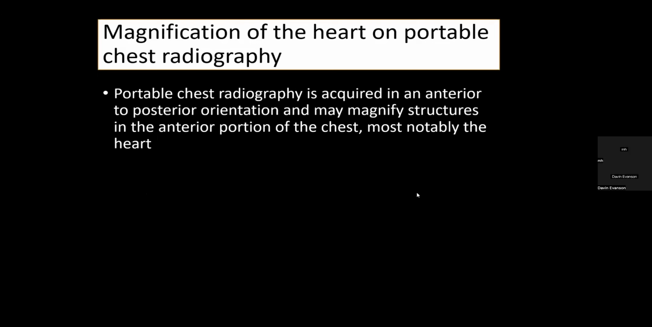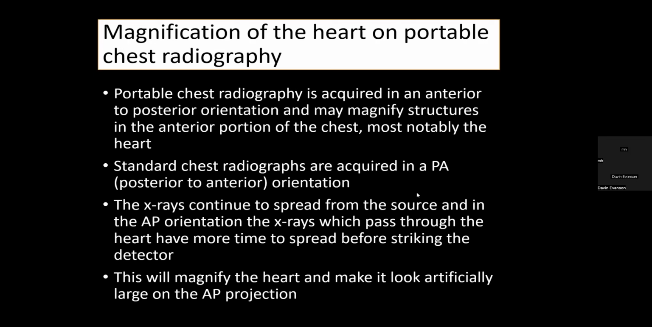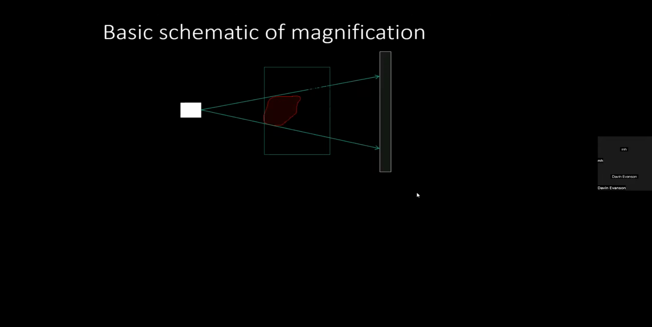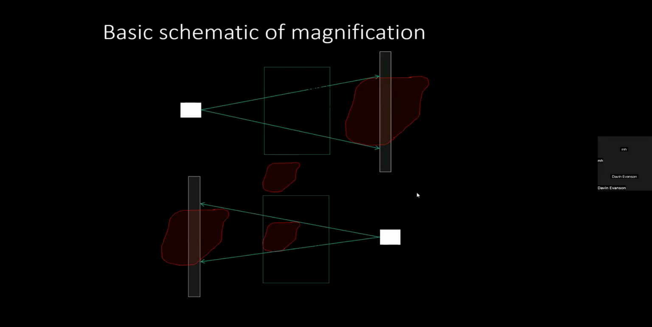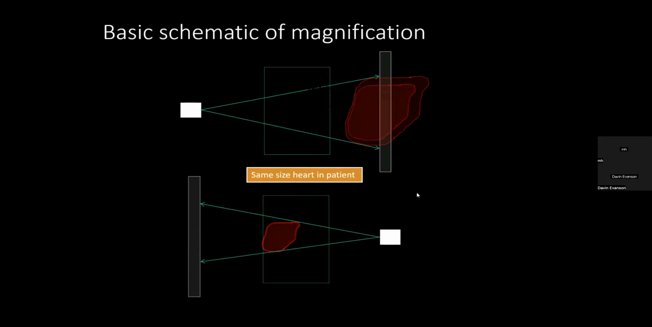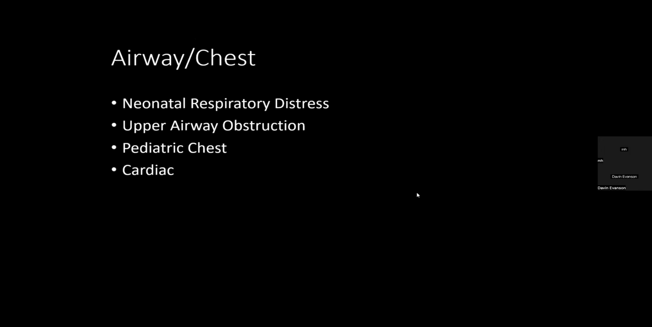Realize it's important to know how the film was taken, AP versus PA. This is something we talk about in the intro videos, but you will always have some magnification, especially if it's an AP study versus a PA study. Heart's the same size, but the heart appears smaller in the PA radiograph. AP has more magnification.